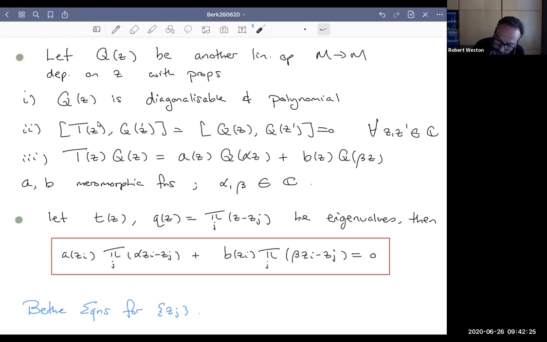So then if I choose in here Z to be equal to Z_j, because T is entire, this means that the product of T and Q has to be zero for this value. And so the right-hand side has to be zero as well. So if I take a zero of Q, a consequence of this is the right-hand side is zero. And when I write that out, that's this relation down here.